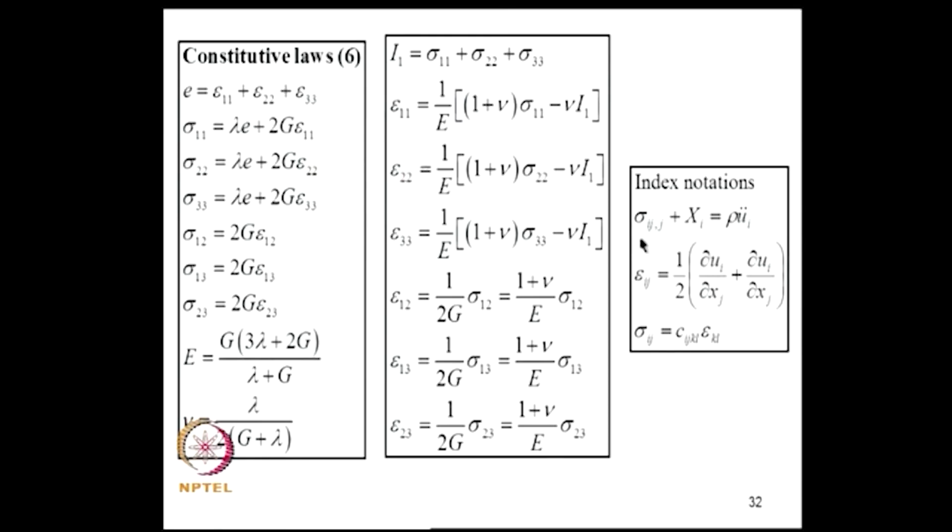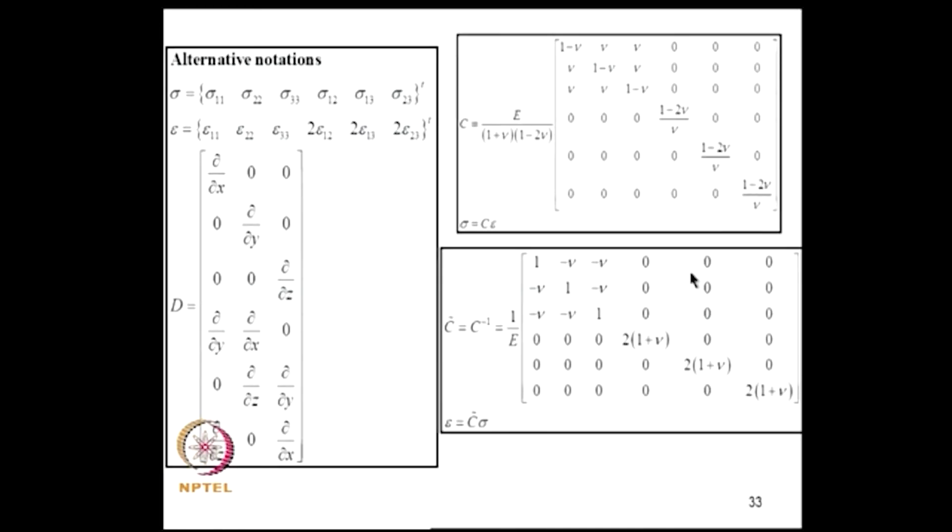We can also use index notation. This I am not going to do in this discussion. So, for completeness I have mentioned here that all these equations can be written in short form in this way. There is an alternative notation where the stress, instead of being written as a matrix, we write it as a 6 cross 1 vector. This is the representation for stress, this is the representation for strain, and this is the matrix D that I will be needing in the formulation, and these 6 cross 1 stress and strain vectors are related.